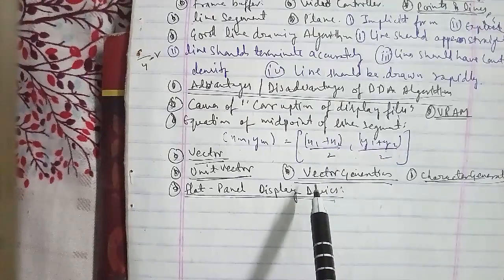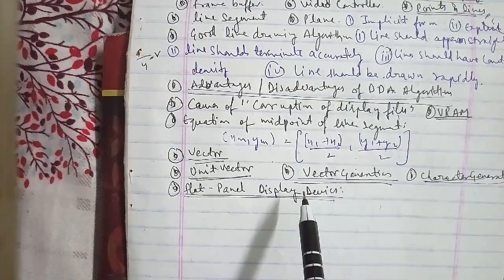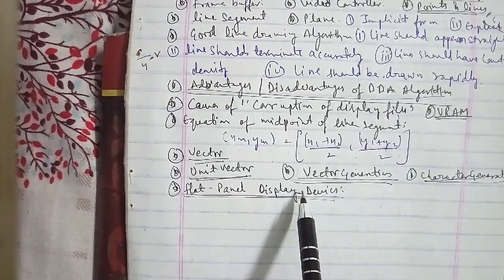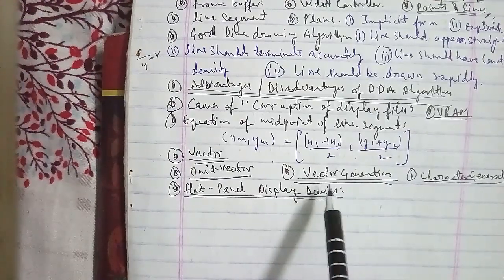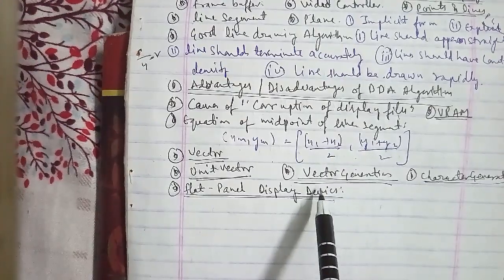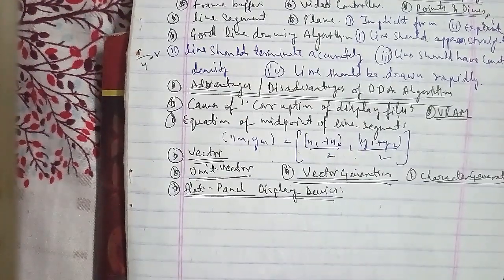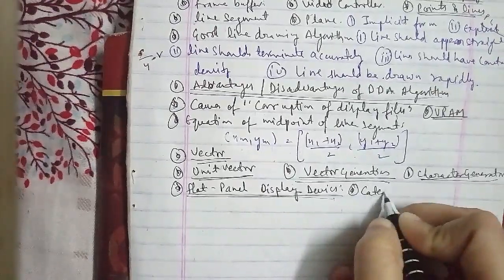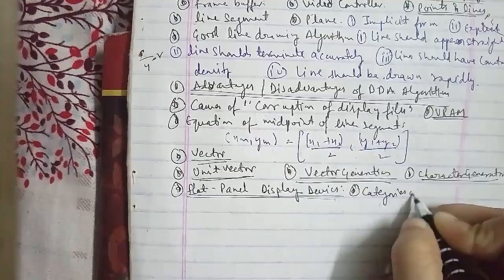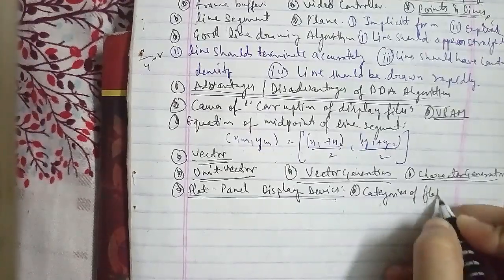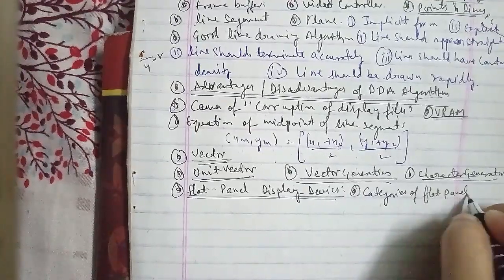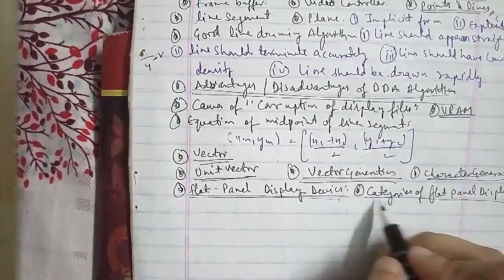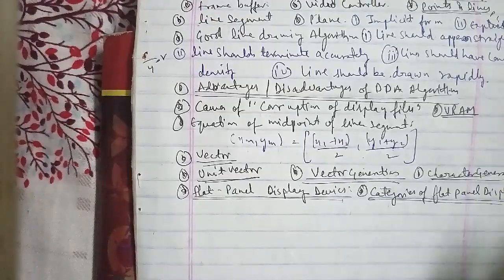Now we'll go ahead with the other question, which is to describe the categories of flat panel displays. So the categories of flat panel displays that we have to discuss here. The categories of the flat panel displays we have, the first we have is the emissive display.